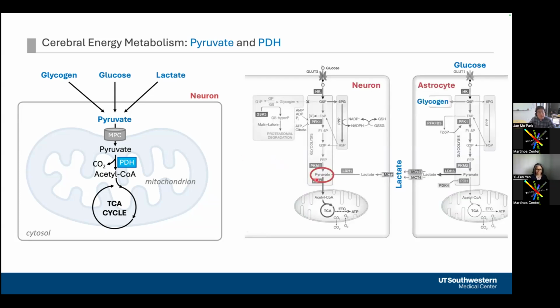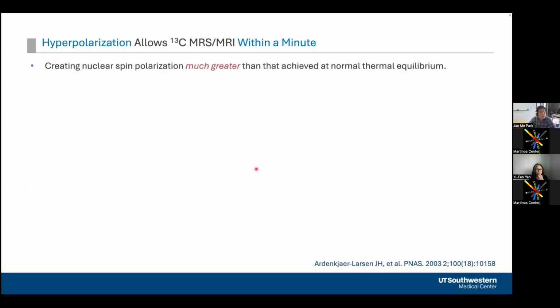So pyruvate is located here. Like I said, whether glucose, glycogen, or lactate, or even a small portion of glucose and glycogen going directly through the neuron, it should go through pyruvate. And the first enzyme that primarily regulates pyruvate oxidation is the PDH, which is located here. So that was the major motivation for using hyperpolarized pyruvate.